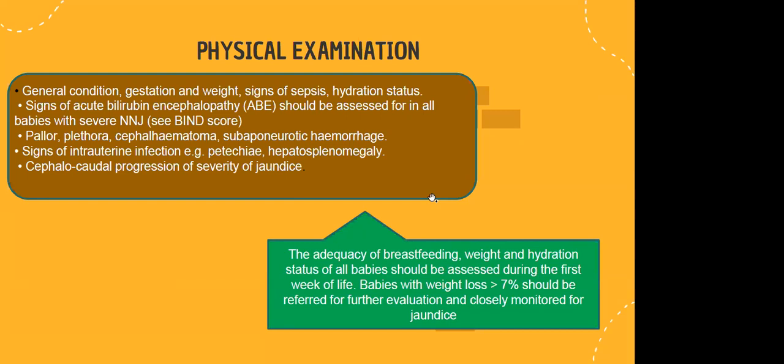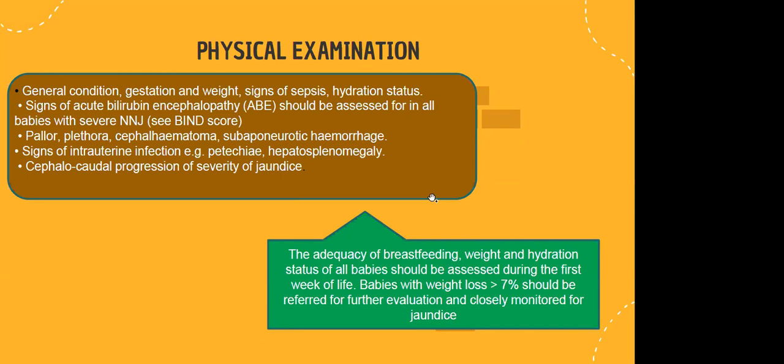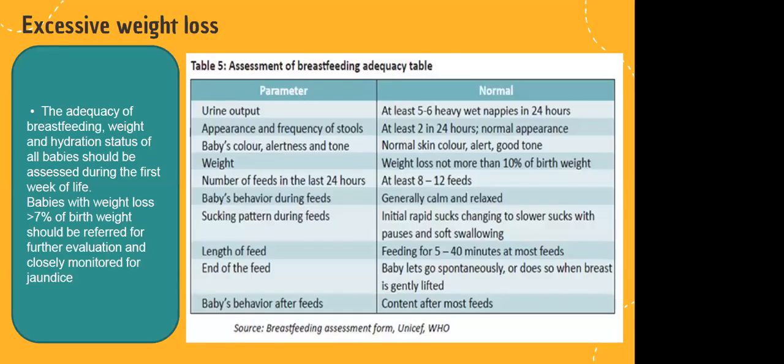Another parameter that has been highlighted in the CPG guideline is to measure the adequacy of breastfeeding, because dehydration could worsen the jaundice. So we assess the breastfeeding parameters by looking at the urine output, the appearance and frequency of the stool, the baby's color, alertness and tone, the weight, the number of feeds in the last 24 hours, the behavior of the baby, the sucking pattern, the length of the feed, and baby behavior after the feed.